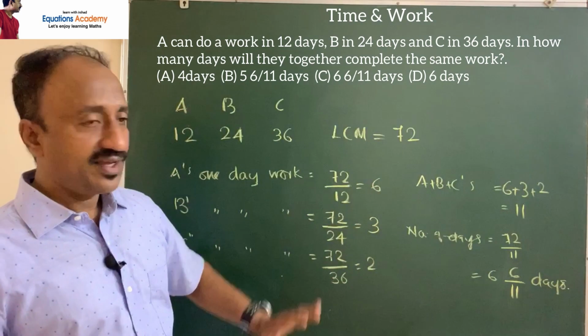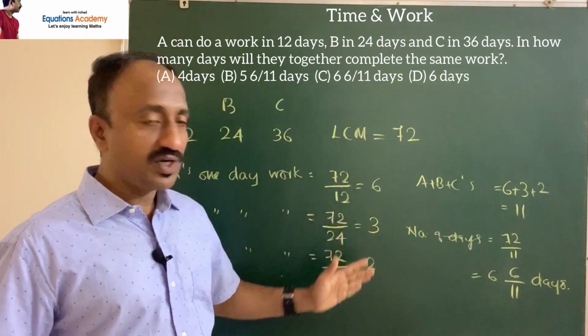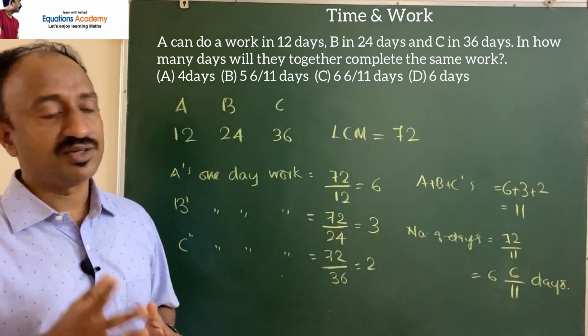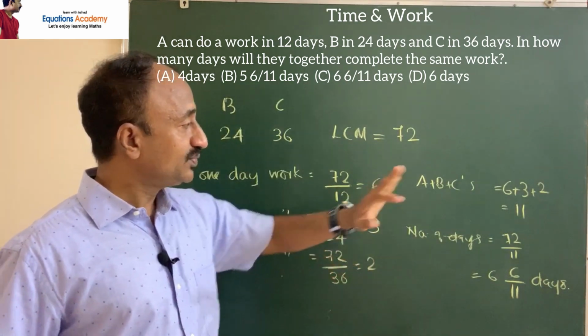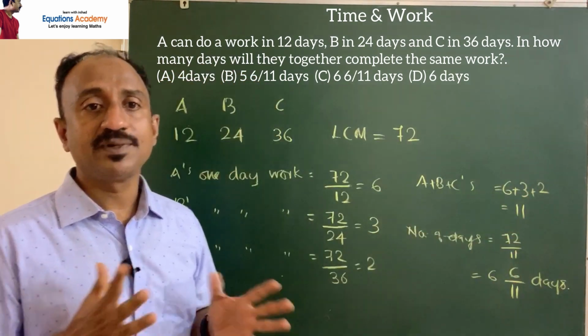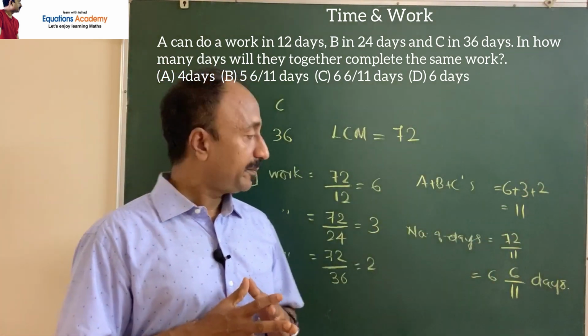Now we got A's 1 day work, B's 1 day work and C's 1 day work. So what about A plus B plus C's 1 day work? 6 plus 3 plus 2, that is 6 plus 3, 9, plus 2, 11. A plus B plus C's 1 day work is 11.